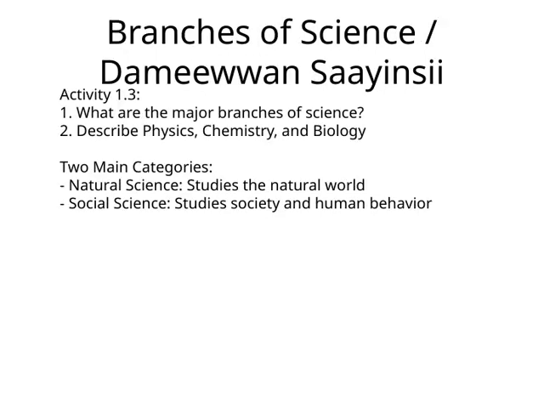Now, let's take a closer look at the branches of science. In Activity 1.3, we're asked to identify the major branches of science and describe some key fields like physics, chemistry, and biology. Broadly speaking, science is divided into two main categories. First, we have natural science, which is all about studying the natural world around us, everything from the stars in the sky to the tiniest particles.